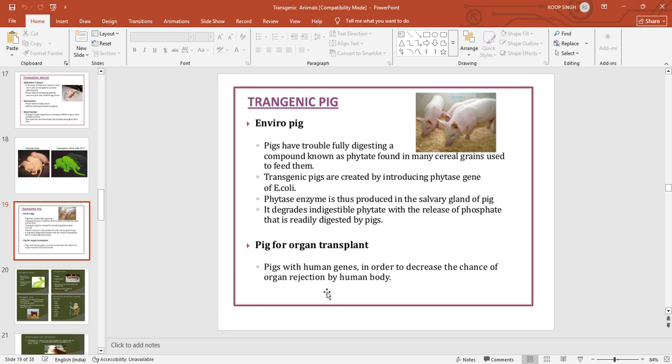So this work also is going on. This is very important work for transplantation in humans, wherever there is a requirement for organ transplant, like liver, kidney. So human genes can be introduced in the pigs so that their organs may be very similar to the human ones, so that they won't get rejected by the human body. So this is another work in which transgenic animals, particularly transgenic pigs, can play a very important role.